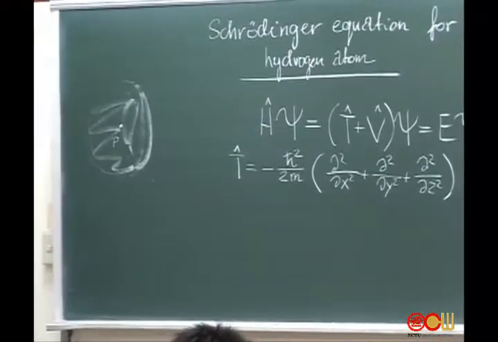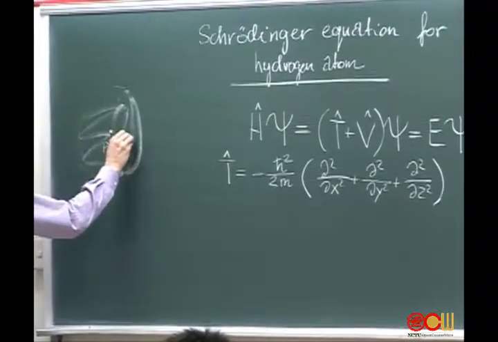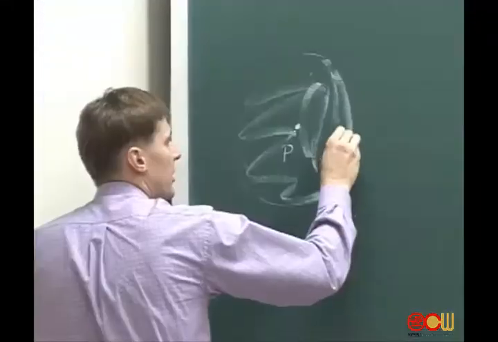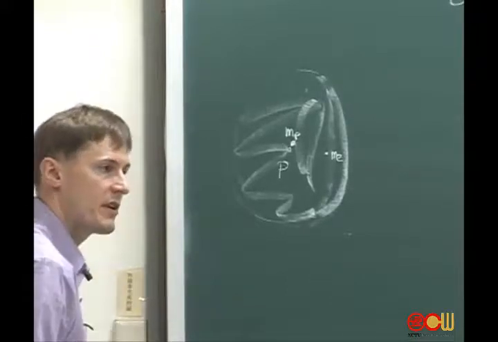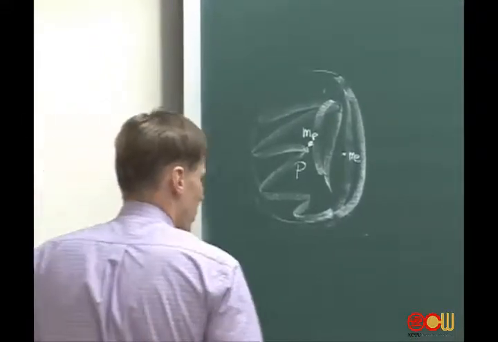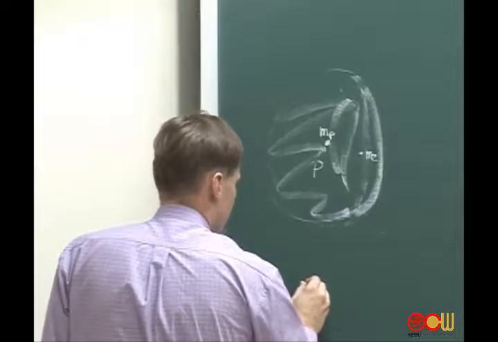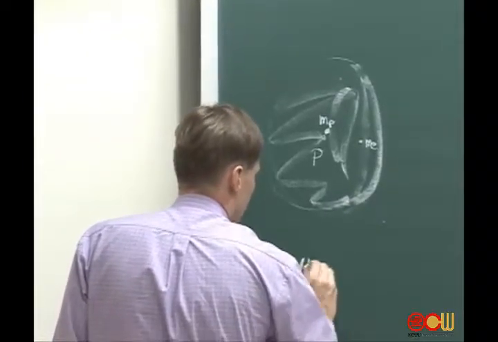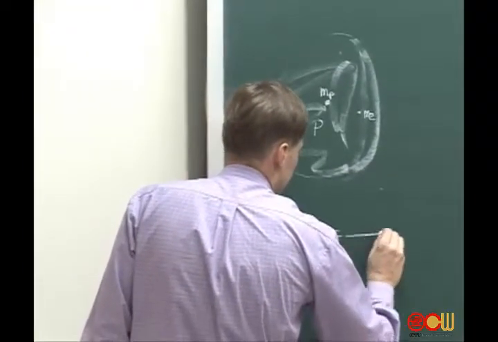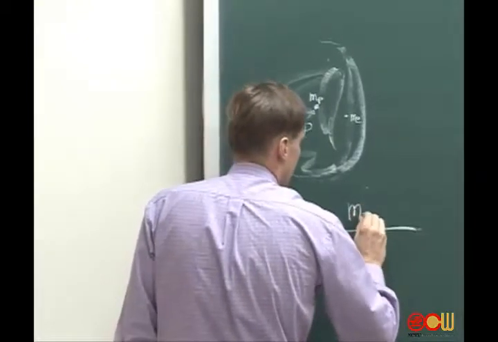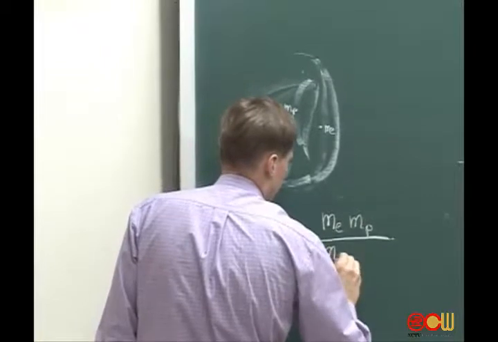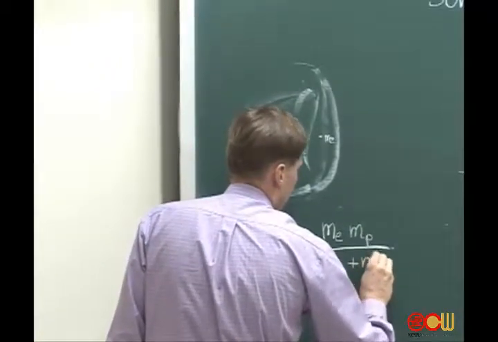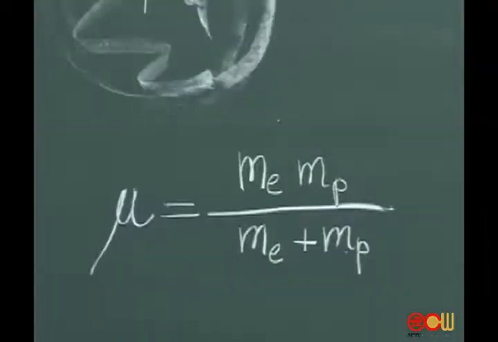And now one small change. Since we have two bodies, the mass of the electron and the mass of the proton, it's better to consider the problem in the so-called reduced system of coordinates. So we introduce a reduced mass that is equal to the mass of the electron multiplied by the mass of the proton divided by the mass of the electron plus the mass of the proton. Then we can consider the movement of proton and electron separately.